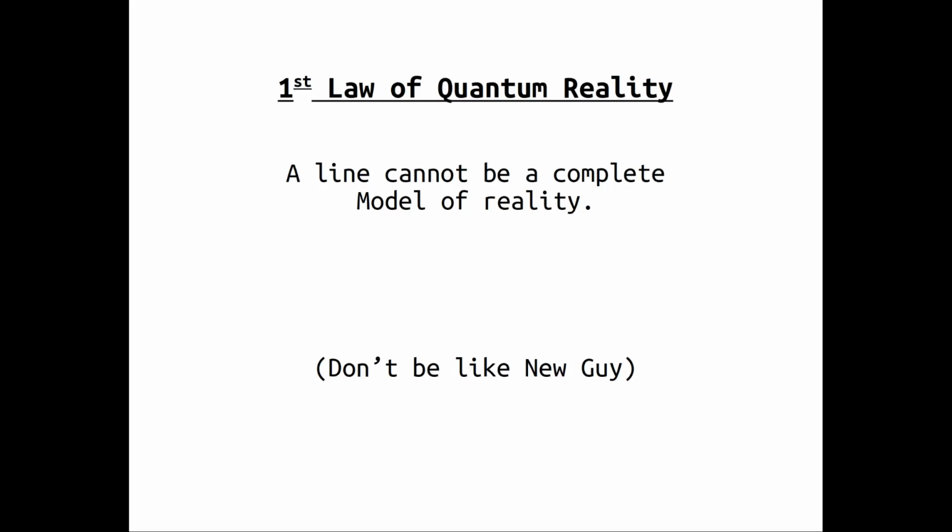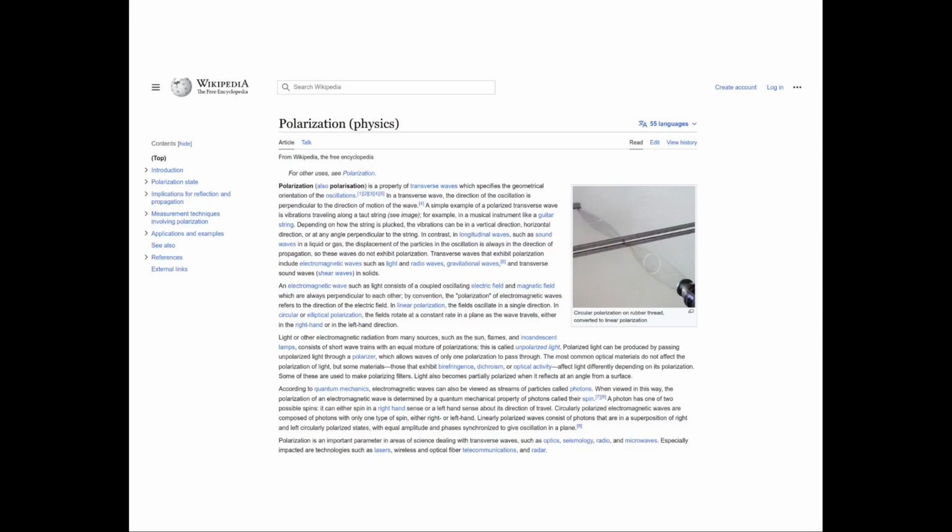So that leads us to what I call the first law of quantum reality. A line cannot be a complete model of reality. I call it the don't be like New Guy law. So where are physicists acting just like New Guy? It's here, when they talk about polarity. It's when they describe polarity.